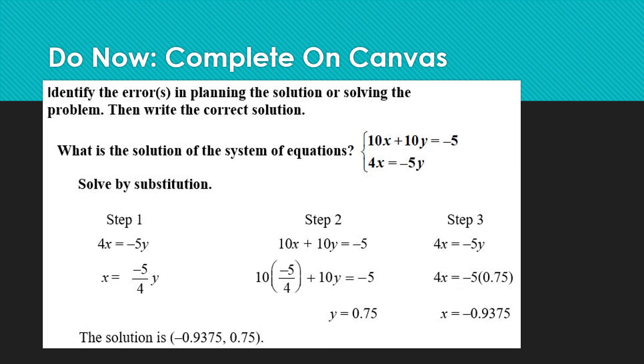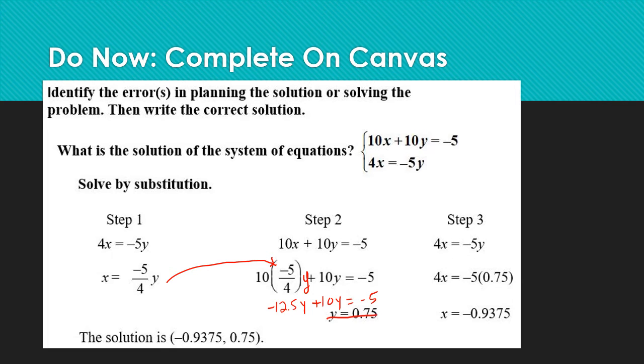Okay, so on your do now, you should have found the error, and the error comes from when you are substituting into step 2. They forget to include the y, and because they didn't include the y, they treated this as just a constant instead of a variable with a coefficient. So when you did this part here and you multiply it, this would become negative 12.5y plus 10y equals negative 5. And then you continue from there, combine your like terms.